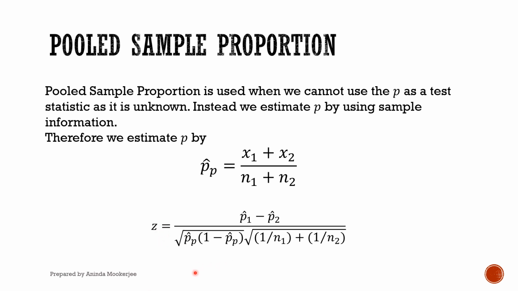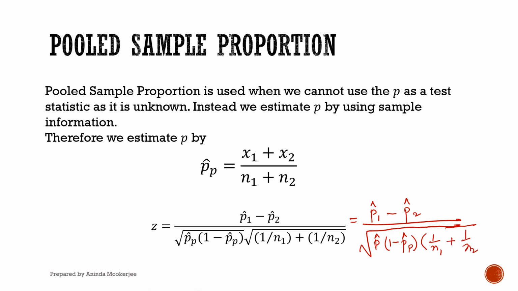Now we could have actually written this as, I don't know why the book separates these two radicals, but it's the same as saying p hat sub 1 minus p hat sub 2, and we can put the entire denominator under one radical: p hat sub p times 1 divided by n1 plus 1 divided by n2. It should give the same answer.